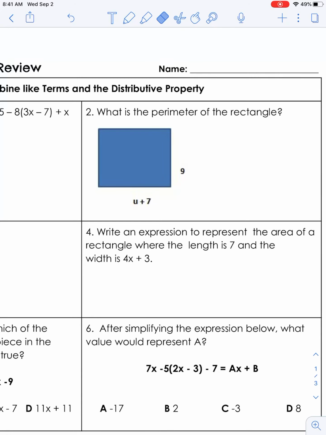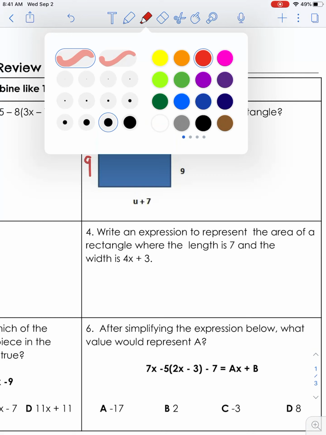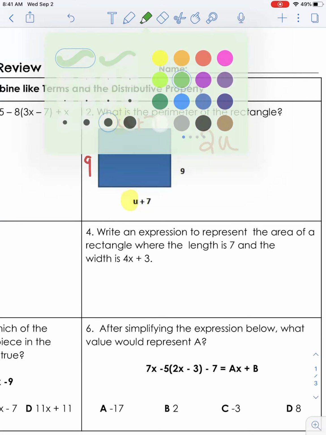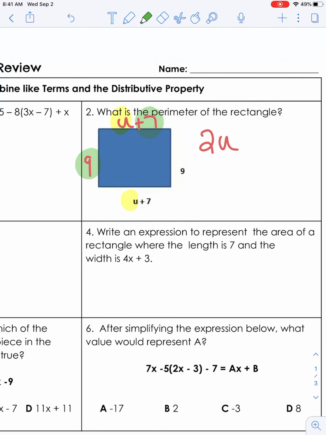Perimeter means add up all your sides. So what I would do is fill out the whole rectangle, all your sides, and then combine like terms. Combine your u's. 1u plus 1u is 2u. Now we can combine our constant values. 7 plus 9 plus 7 plus 9, which gives us 32. 2u plus 32 is our answer, because u's and the numbers by itself cannot be combined.